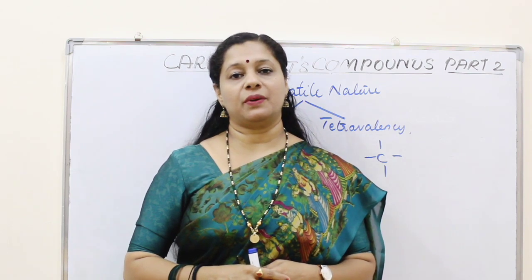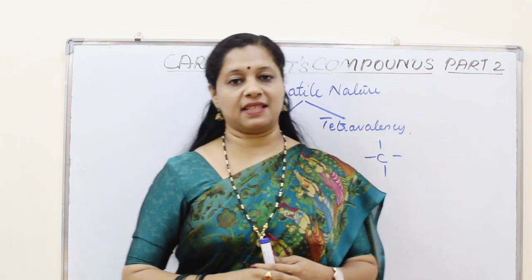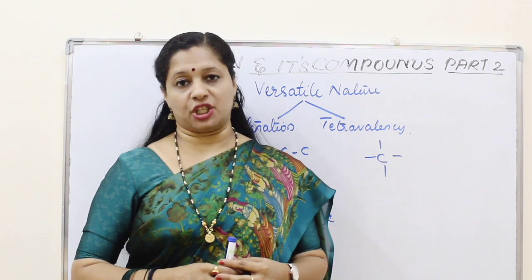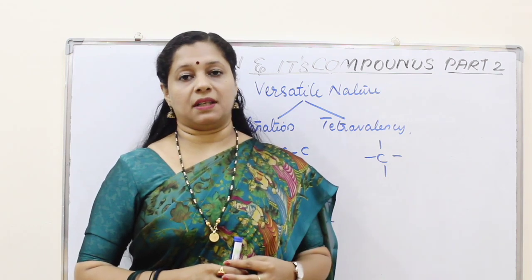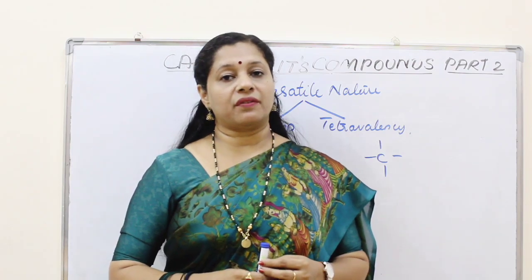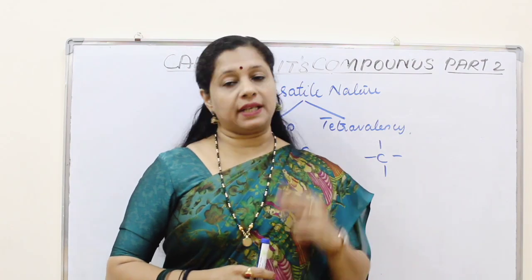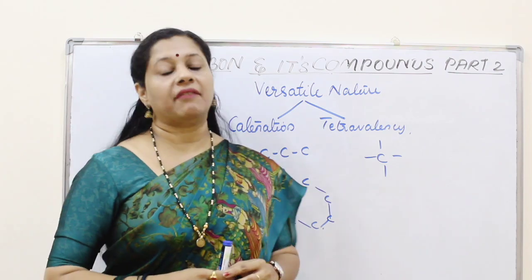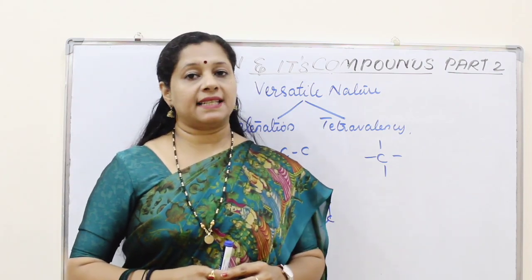We are learning the chapter Carbon and its compounds. We are now going to deal with the second part of this chapter. Carbon has formed millions of compounds in nature. How is this possible? This versatile nature of carbon is due to two reasons. One, catenation. Second, tetravalency. What is catenation?